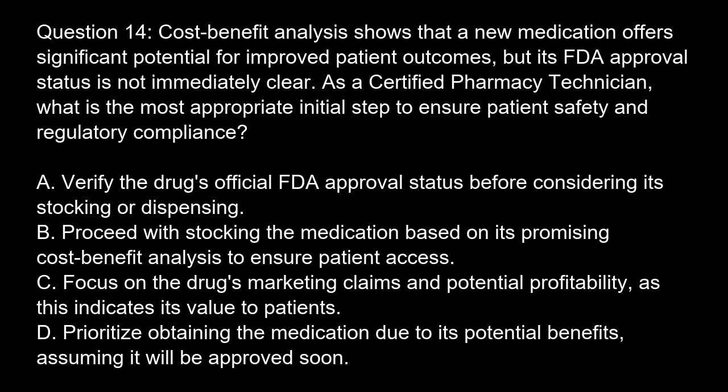Option A. Verify the drug's official FDA approval status before considering its stocking or dispensing. Option B. Proceed with stocking the medication based on its promising cost-benefit analysis to ensure patient access. Option C. Focus on the drug's marketing claims and potential profitability, as this indicates its value to patients. Option D. Prioritize obtaining the medication due to its potential benefits, assuming it will be approved soon.